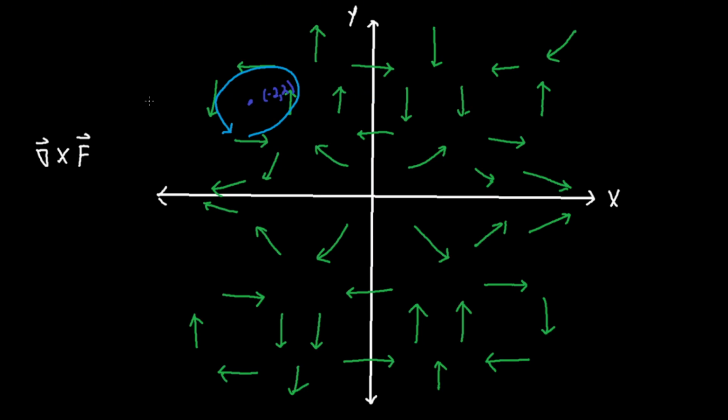And if you were to find the curl at this point, let's say this is 0, 2, the curl would be negative because you are going clockwise. So, a positive curl represents counterclockwise movement, and a negative curl represents clockwise movement, sorry.